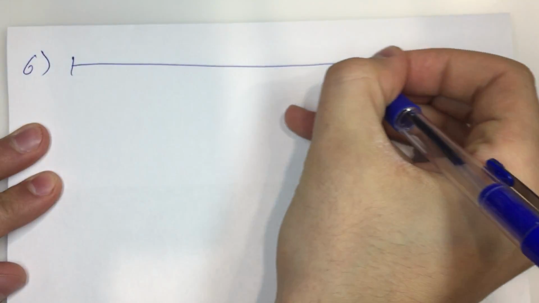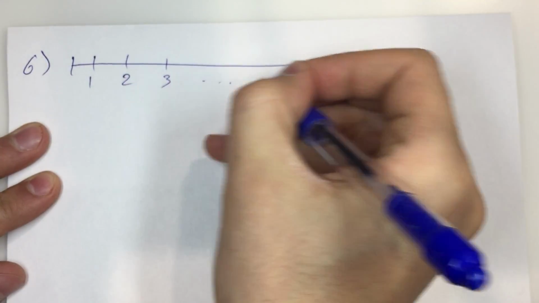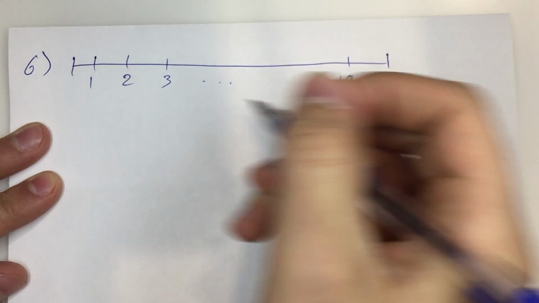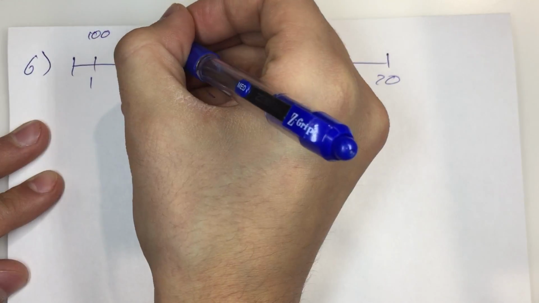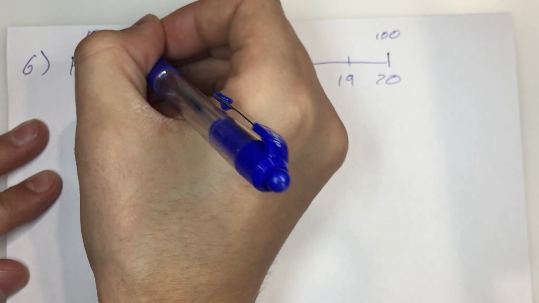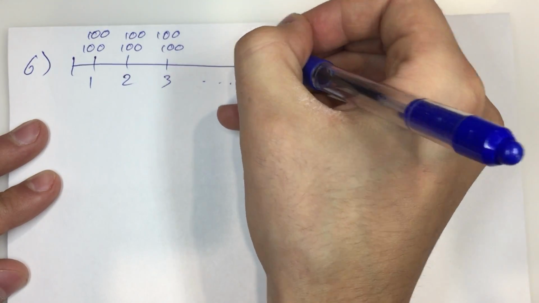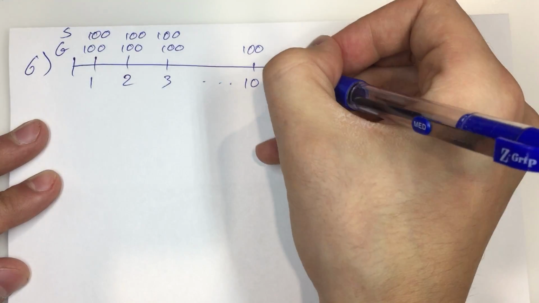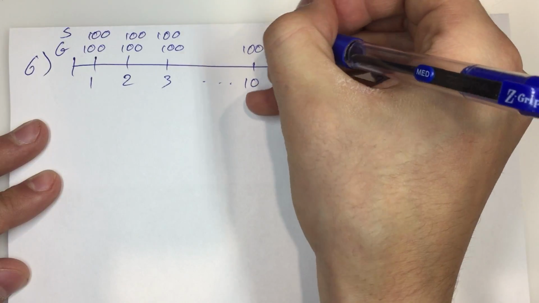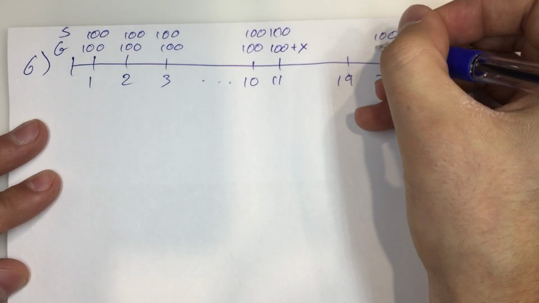So, let's start this off by creating a timeline. Year 1, year 2, year 3, etc., year 19, 20. Serge gets $100 at the end of every year up until year 20. And Gabby gets $100 the first 10 years. Gabby's payments will be underneath, Serge's are on top. Now in year 11, Serge will continuously get $100, whereas Gabby starts getting 100 plus X dollars.